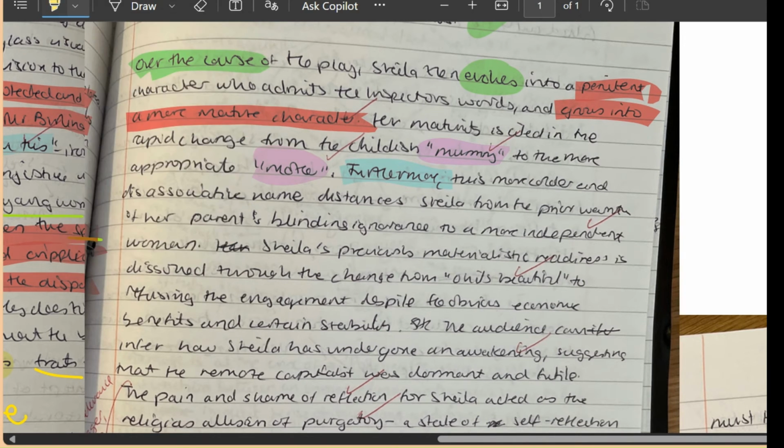Okay, so don't feel afraid to make these really big connections. Just from one word, I'm able to say that it's more disassociative, and she's distancing herself from her parents' blindness to a more independent and reformed woman.